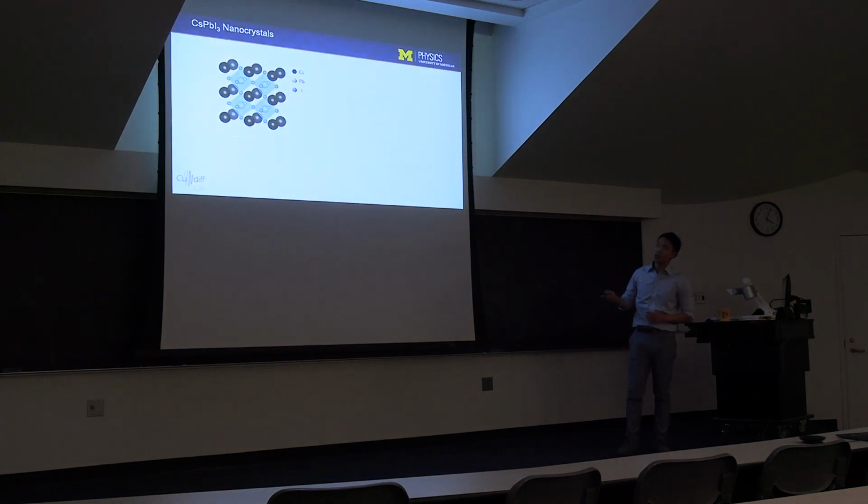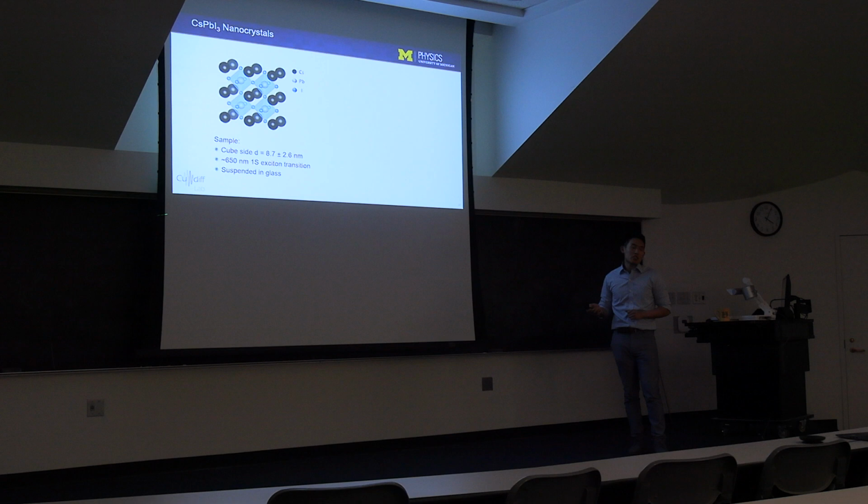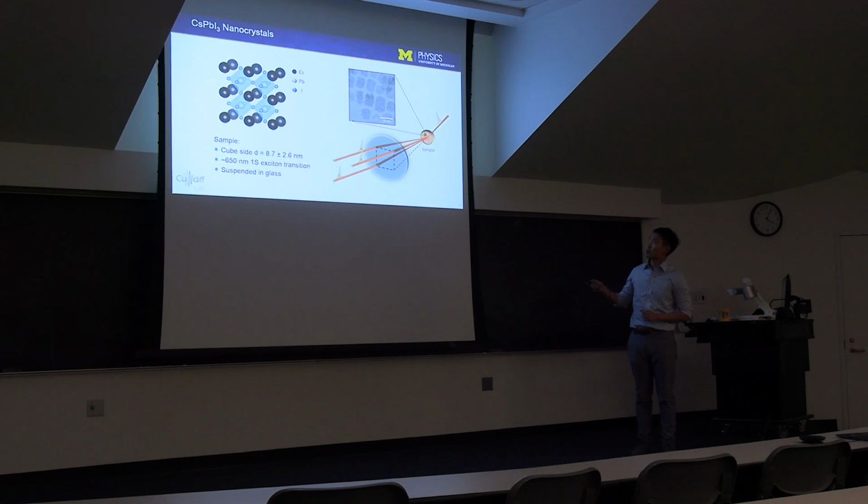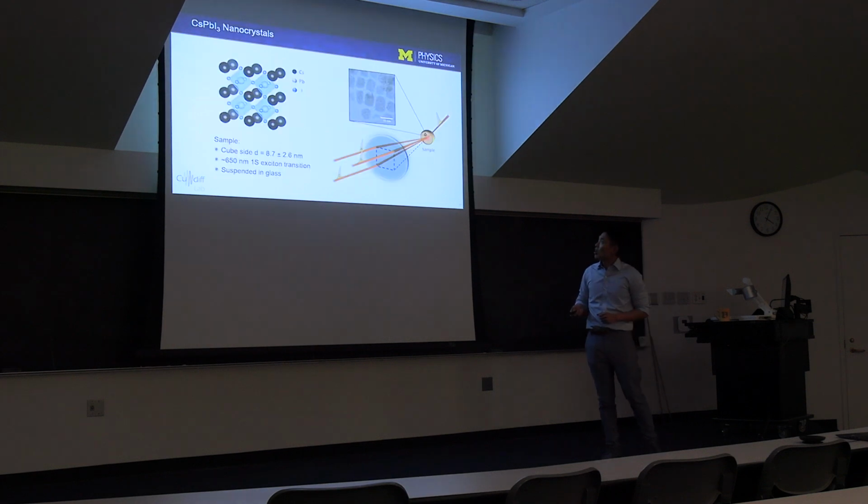So this is the perovskite lattice structure of cesium lead iodide, where you have these black cesium atoms, polyhedra in the middle defined by the iodide atoms, and lead atoms in the middle. And these nanocrystals are actually cubes with an average side length of 8.7 nanometers for our samples. And this corresponds to a 1s exciton transition of 650 nanometers. And to study these at low temperature, we also suspend them in methylcyclohexane. And here's a transmission electron microscope image of these nanocrystals, where you can see their unique cube shape. And I should mention that these nanocrystals were provided by Ana Nogueira's group at University of Campinas in Brazil.